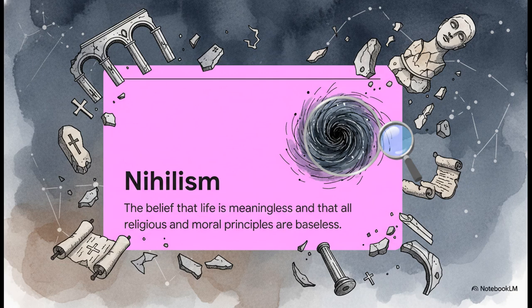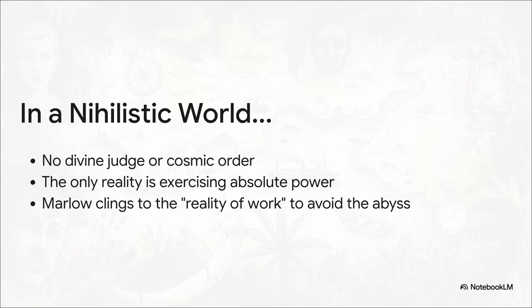It's this terrifying philosophy that says when you strip everything away and look right into the heart of existence, you find nothing. No grand plan, no divine justice, no meaning. It's all baseless. So what happens in a world like that? Well, if there's no meaning and no one's keeping score, the only thing that's real is pure absolute power. This is the philosophy Kurtz embraces to justify all the horrible things he does, and it's the same terrifying abyss that Marlowe is trying so hard to avoid by just focusing on the simple reality of work.